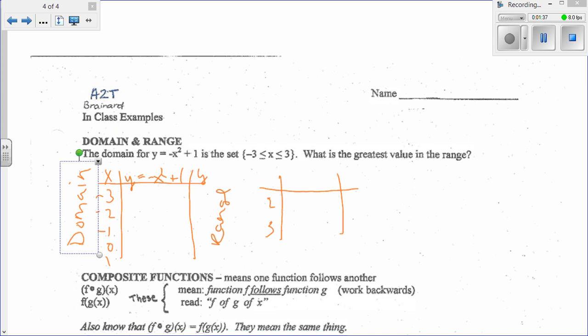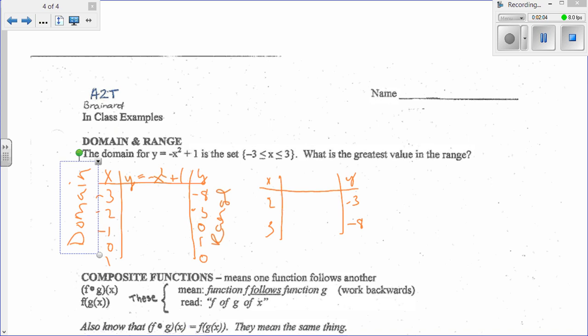The easiest way to do this would be to type the equation into a graphing calculator and get all your values. And if I did that, I'd have -8, -3, 0, 1, 0, -3, and -8. This is still x, this is still y.